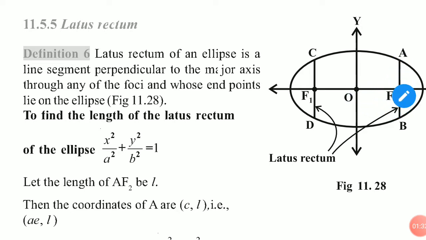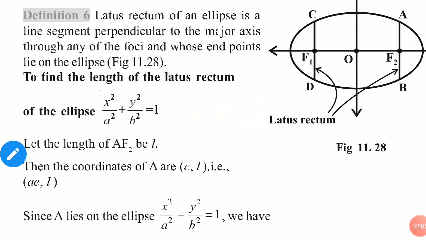If we count this distance AB or CD, this line segment is called latus rectum. This is also latus rectum, and this is also latus rectum. It can pass through any one of the foci, and it is perpendicular to the major axis. This definition you have to learn. Now see how you will find the distance AB or CD, the method to find the length of latus rectum.